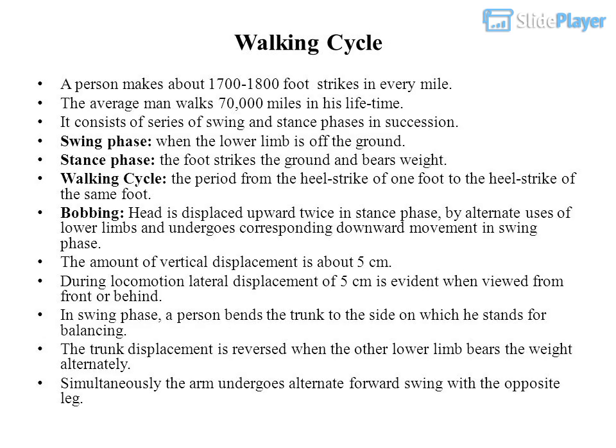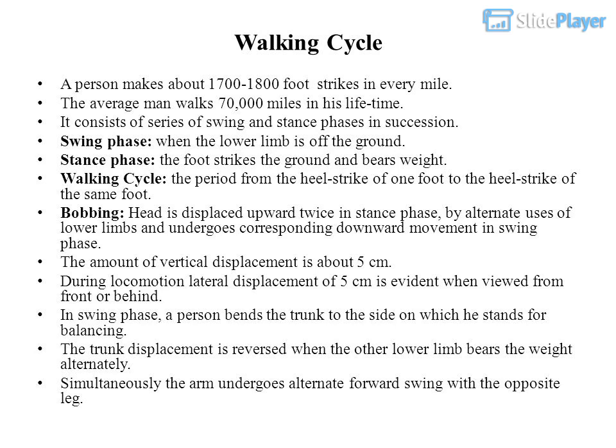Walking cycle. A person makes about 1,700 to 1,800 foot strikes in every mile. The average man walks 70,000 miles in his lifetime. It consists of a series of swing and stance phases in succession. Swing phase: when the lower limb is off the ground. Stance phase: the foot strikes the ground and bears weight. Walking cycle: the period from the heel strike of one foot to the heel strike of the same foot.